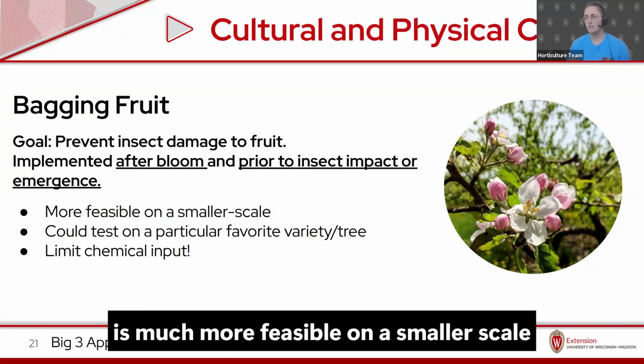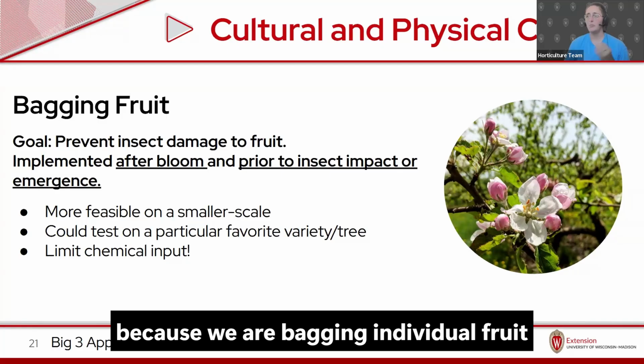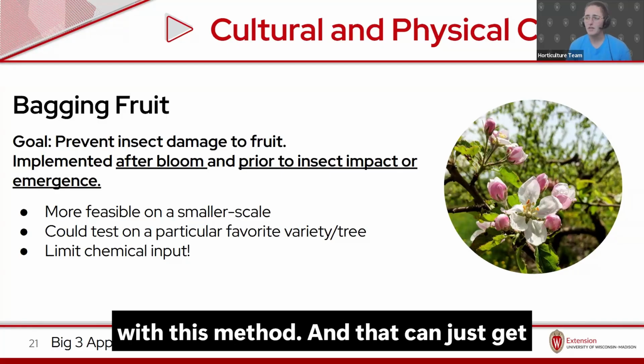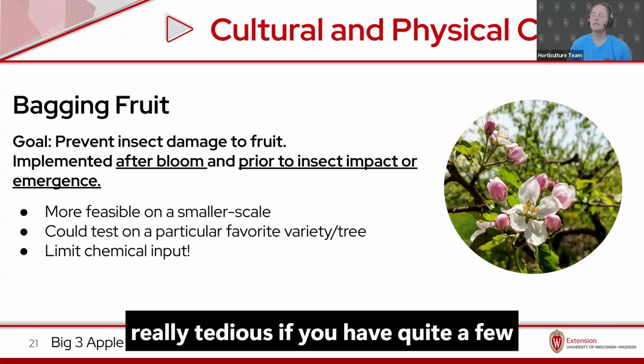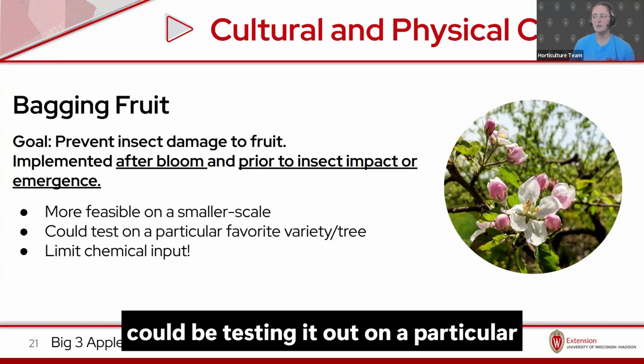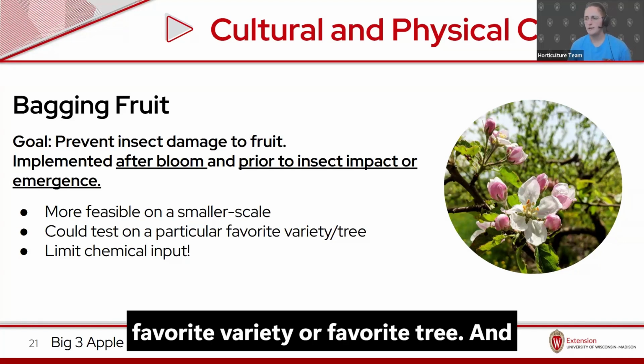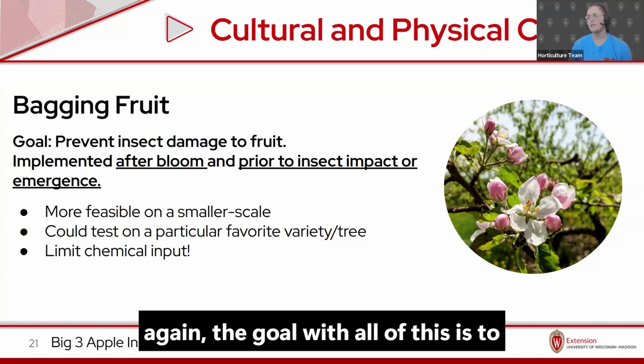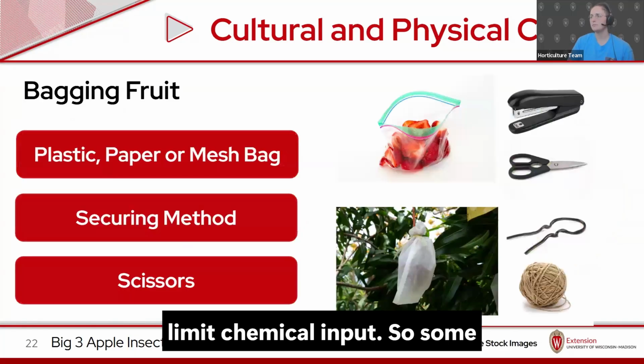This is much more feasible on a smaller scale because we are bagging individual fruit with this method, and that can get really tedious if you have quite a few trees. Another option could be testing it out on a particular favorite variety or favorite tree. And again, the goal with all of this is to limit chemical input.